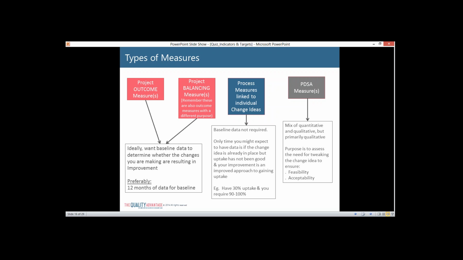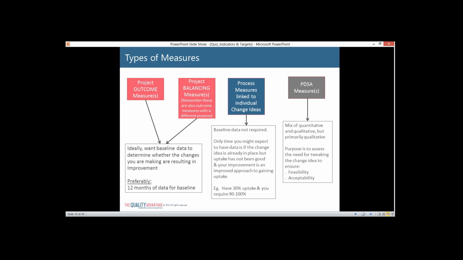Another type of measure that we haven't yet talked about are PDSA measures. So once we've identified the change ideas, through quality improvement, we do what's called Plan, Do, Study, Act. And essentially, the purpose is to assess the need for tweaking the change idea to ensure that it's feasible and acceptable before the change idea is fully implemented. And so the kinds of measures that we link to these very small tests of change are generally a mix of quantitative and qualitative, but primarily actually qualitative.